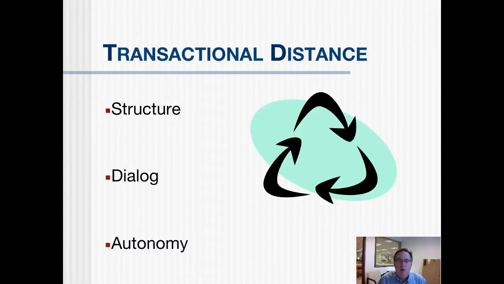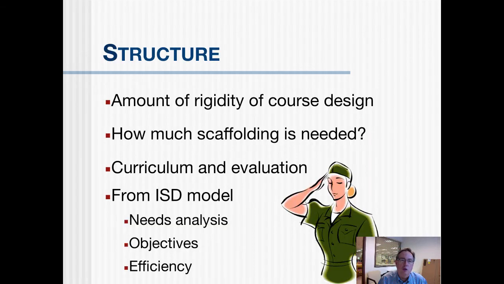So transactional distance consists of three distinct items: the structure, dialogue, and autonomy. And I'll talk of each of those individually. Now, structure deals with how the class itself is put together and how rigidly the student is being asked to follow the curriculum. So how much scaffolding a student needs is a question you would ask. Do I have to lead them by the hand, or can I give them the freedom to do what they want, and if so, how much?